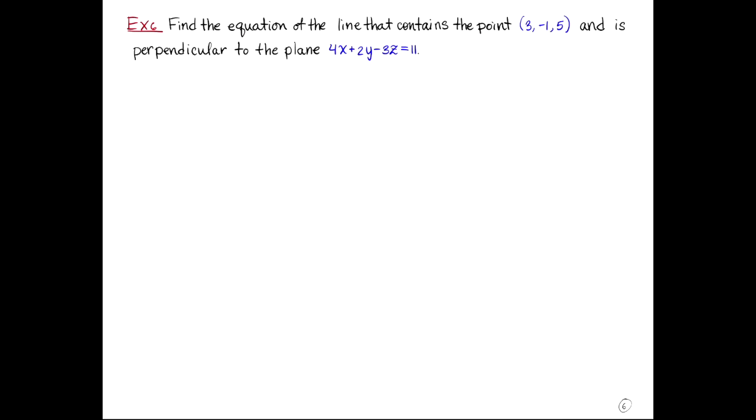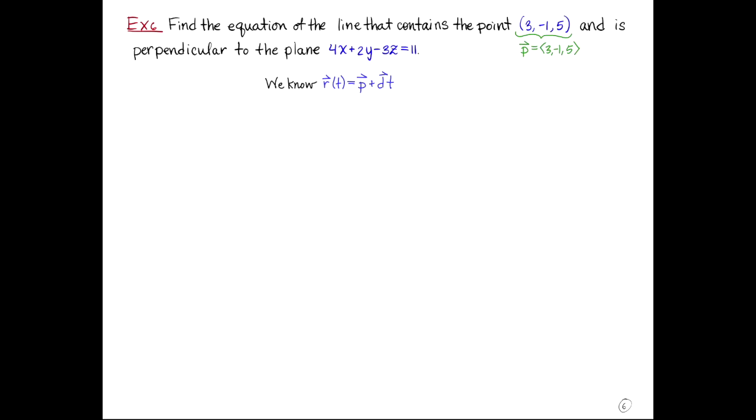In example 6, we want to find the equation of the line that contains the point 3, negative 1, 5, and is perpendicular to the plane 4x plus 2y minus 3z equal to 11. We know the equation of a line, r of t, has the form p plus dt. We're given our point to use, p equal to the vector 3, negative 1, 5. But what is our direction vector?